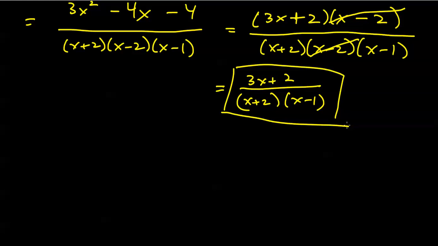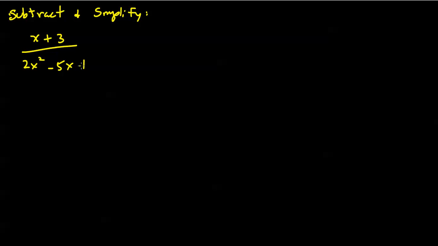Alright, let me try another one here. I believe this may be the last one, and it is more or less of similar difficulty as the last one, maybe not quite as bad. Let me write it out here. Subtract and simplify. We're going to take one rational expression and subtract from it another rational expression.